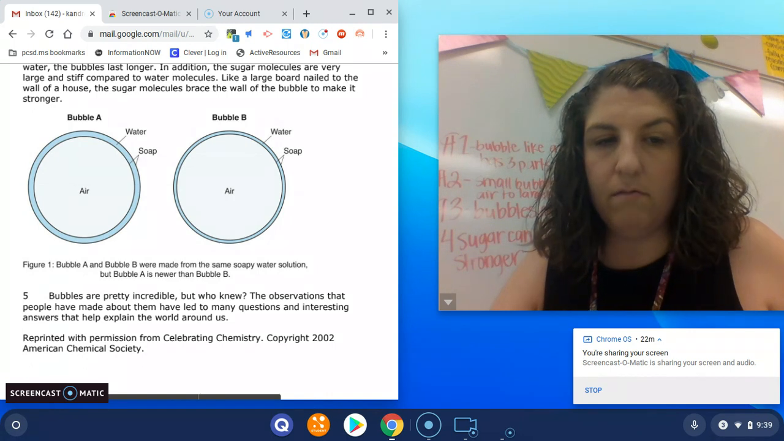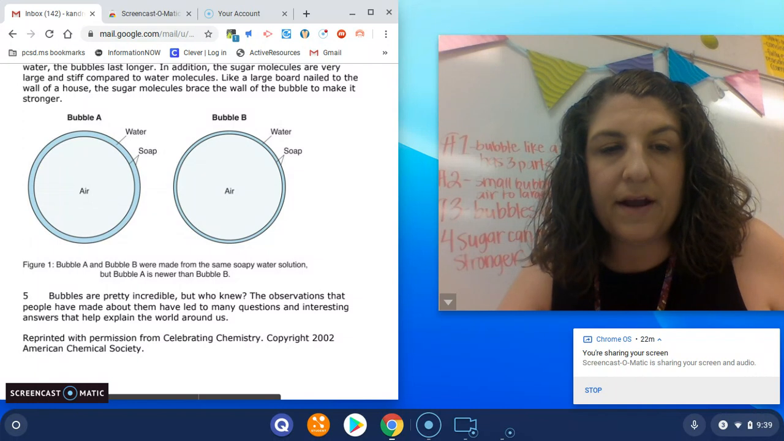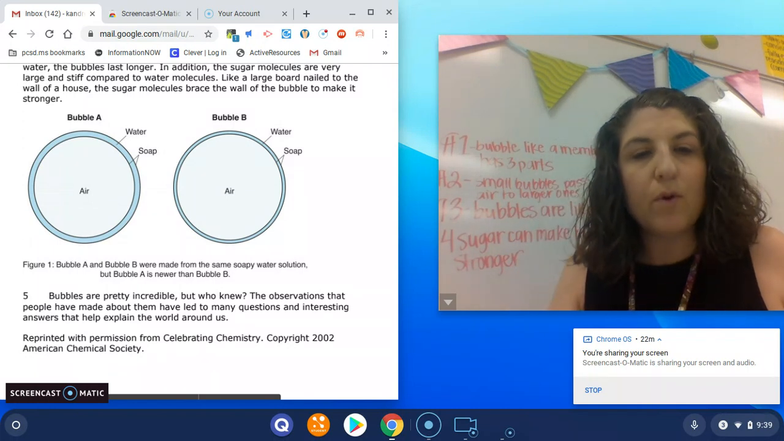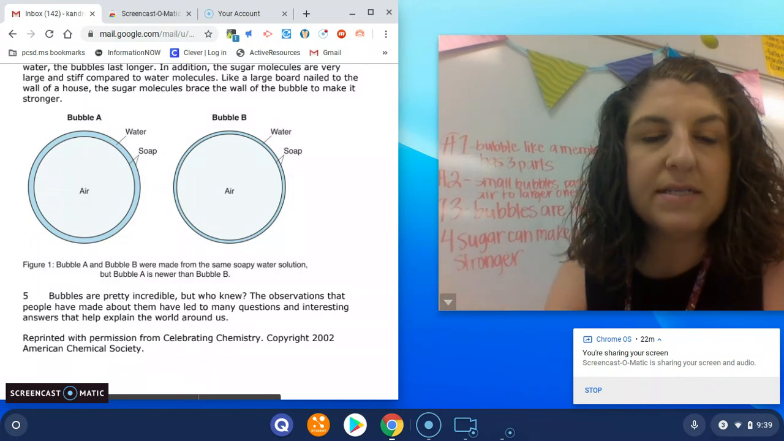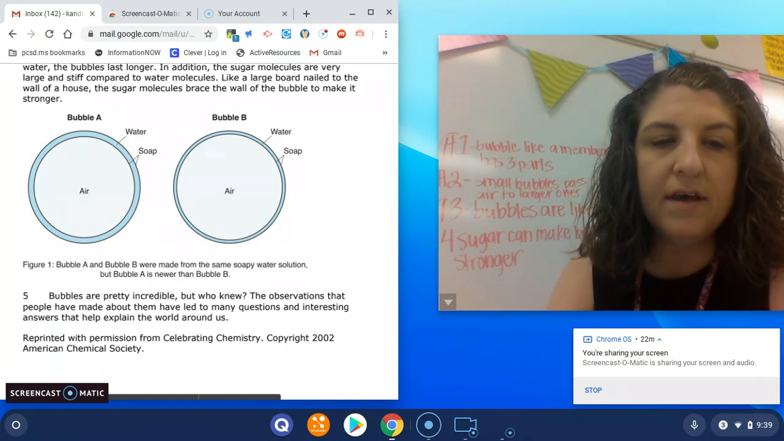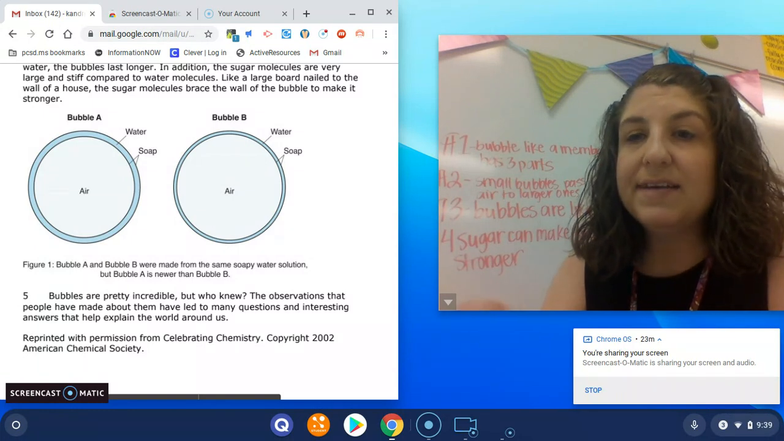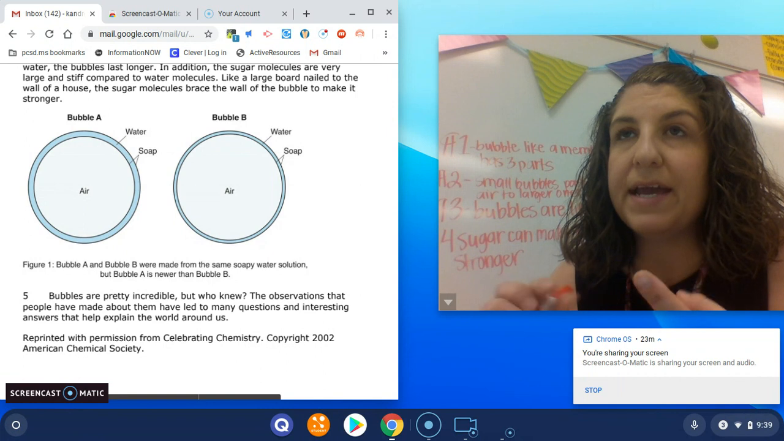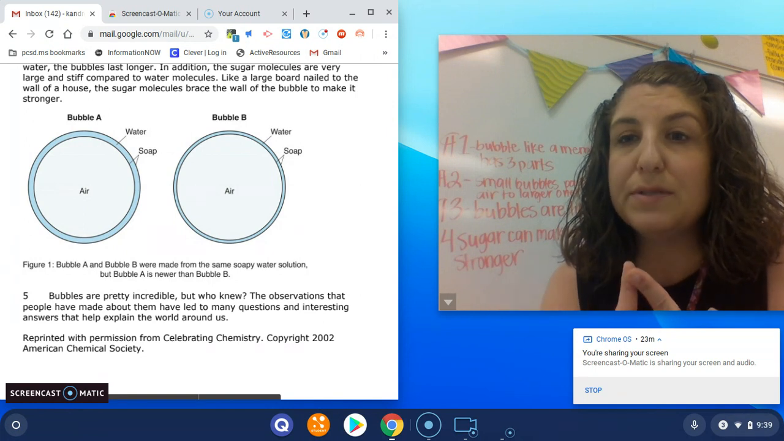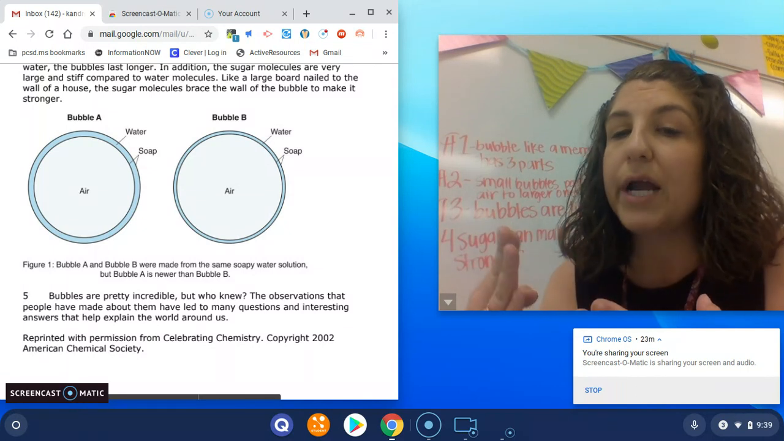We're going to go on and read that last paragraph. Paragraph 5. Bubbles are pretty incredible, but who knew? The observations that people have made about them have led to many questions and interesting answers that will help explain the world around us. Number 5 ties in the fact that they've compared bubbles to molecules and membranes in our body. They've also compared bubbles to prisms. And they've also told you how to make bubbles stronger using sugar.